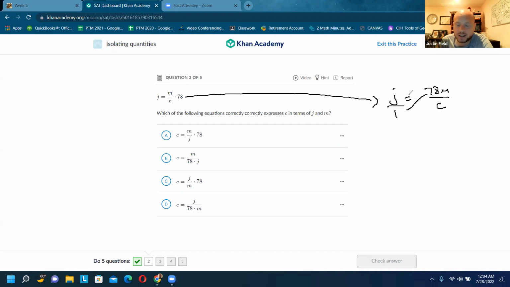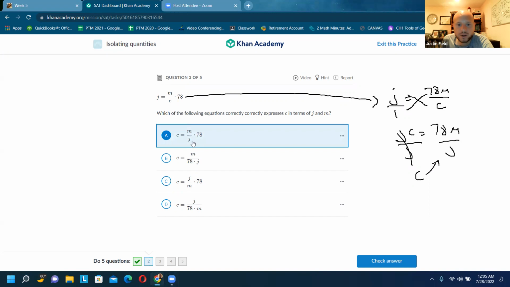And I love that, because then I can cross multiply. Then we have jc equals 78m. And then in order to solve for c, we just want to divide by j. So c equals 78m over j.